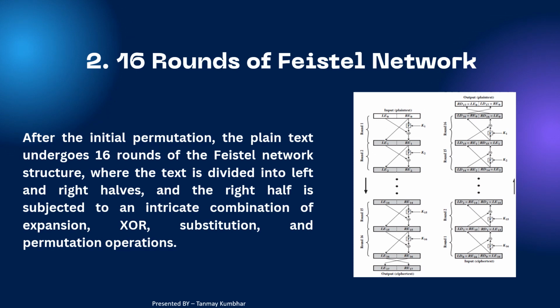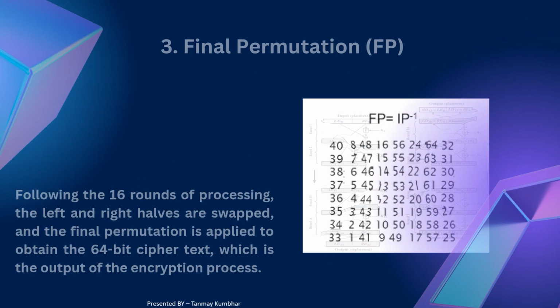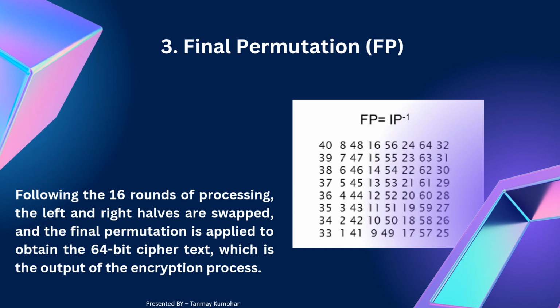16 rounds of Feistel network. After the initial permutation, the plaintext undergoes 16 rounds of Feistel network structure, where the text is divided into left and right halves. Final permutation. Following the 16 rounds of processing, the left and right halves are swapped and final permutation is applied to obtain the 64-bit ciphertext, which is the output of the encryption process.